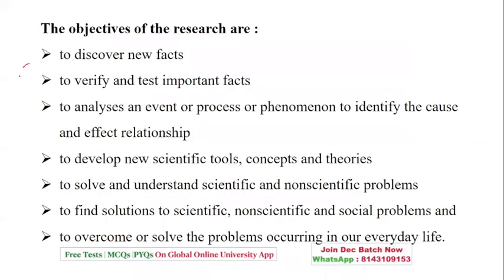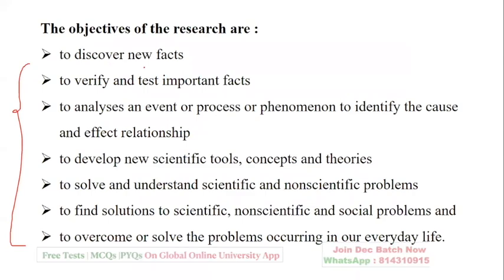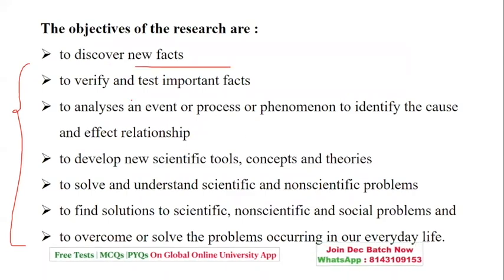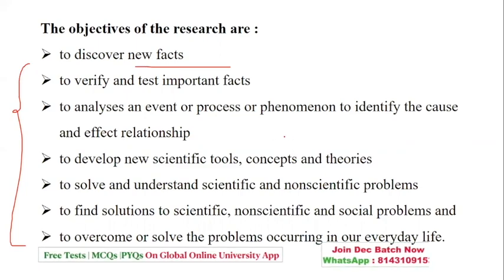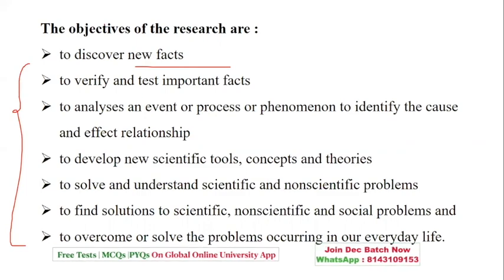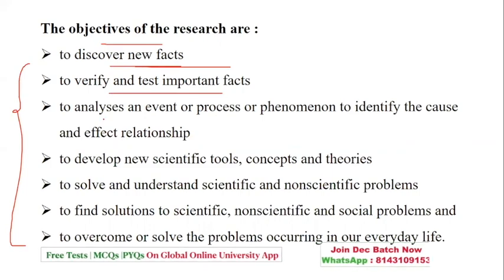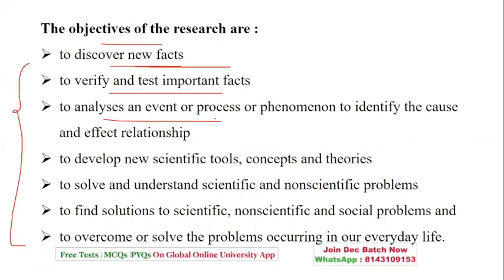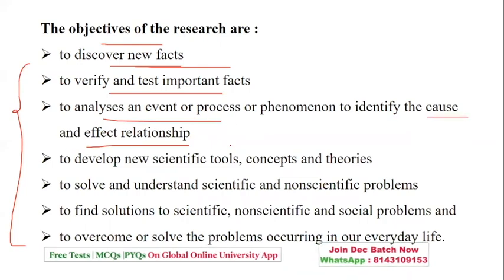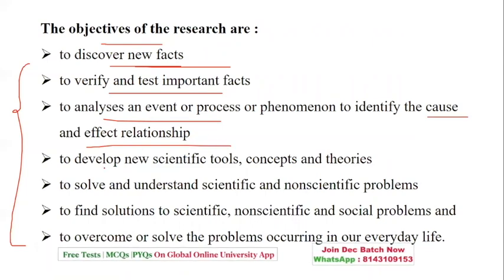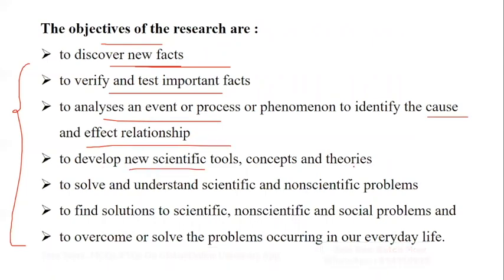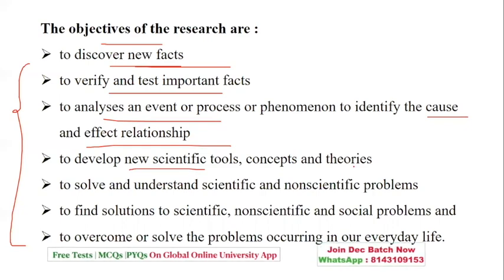Objectives of research. There is again one question based on this. They may give you 4 or 5 objectives and you have to pick the right one. There may be an odd man out also. So you have to understand the correct objectives of research: to discover new facts, to verify and test the important facts, to analyze the process of phenomena in the form of cause and effect relationship, that is experimental research, to develop scientific tools, concepts, and theories, either from the existing ones or along with the existing ones.